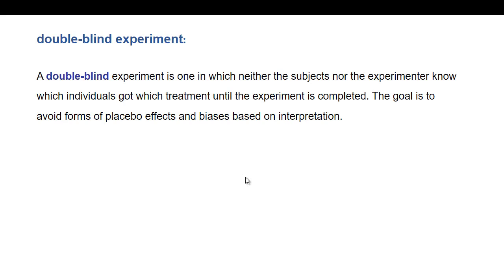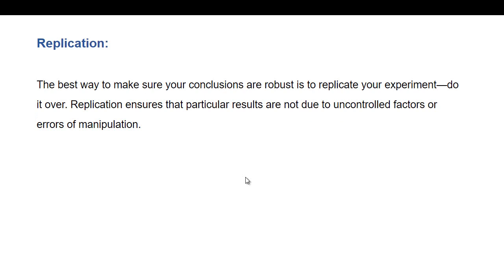So we may even observe placebo effects on the researcher himself or herself. The replication, the best way to make sure your conclusions are robust is to replicate your experiment, do it over. Replication, that is, you want to do it a couple of times. The replication ensures that particular results are not due to uncontrolled factors or errors of manipulation.